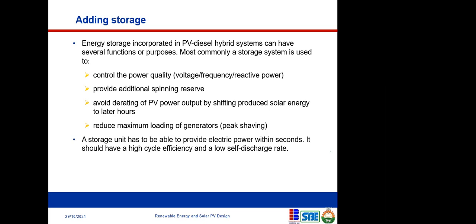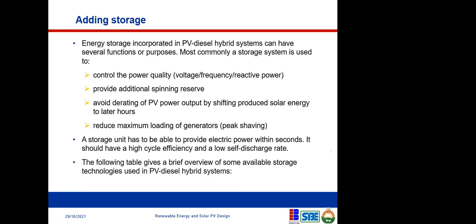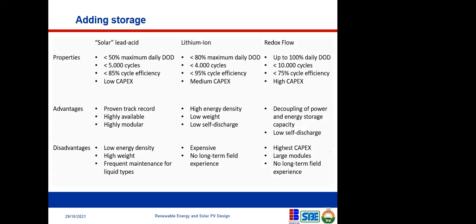Okay, so a storage unit has to be able to provide electric power within seconds. It should have a high cycle efficiency and a low self-discharge rate. So the following table will give a brief overview of some available storage technologies used in the PV diesel hybrid system. So these are some of the batteries that are in the market. So we have the lead acid battery, we have the lithium ion battery, we have the redox flow. Okay, so these are the properties.